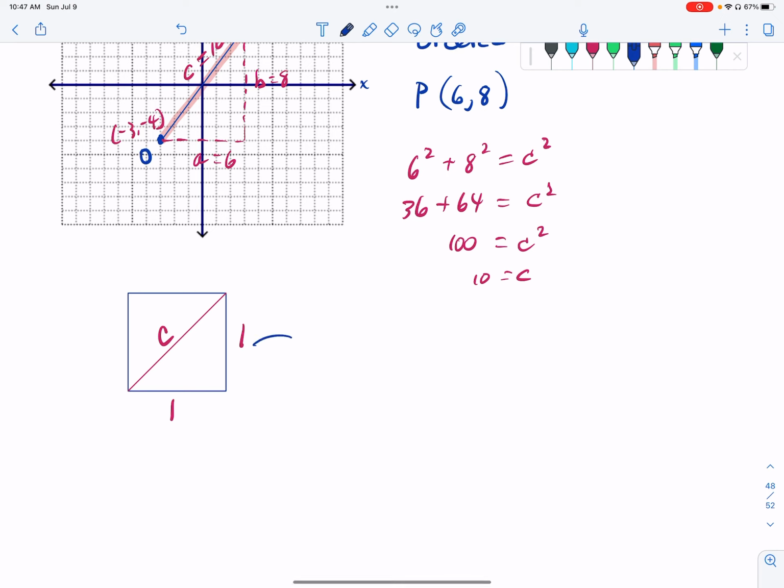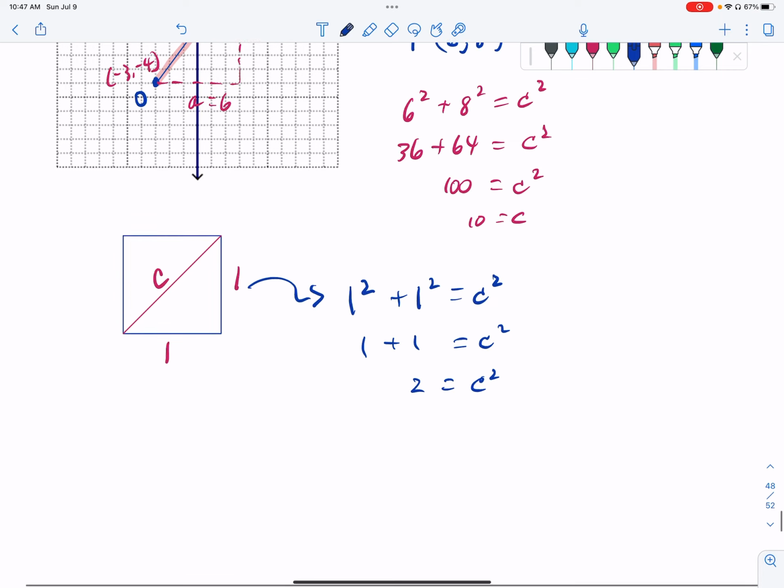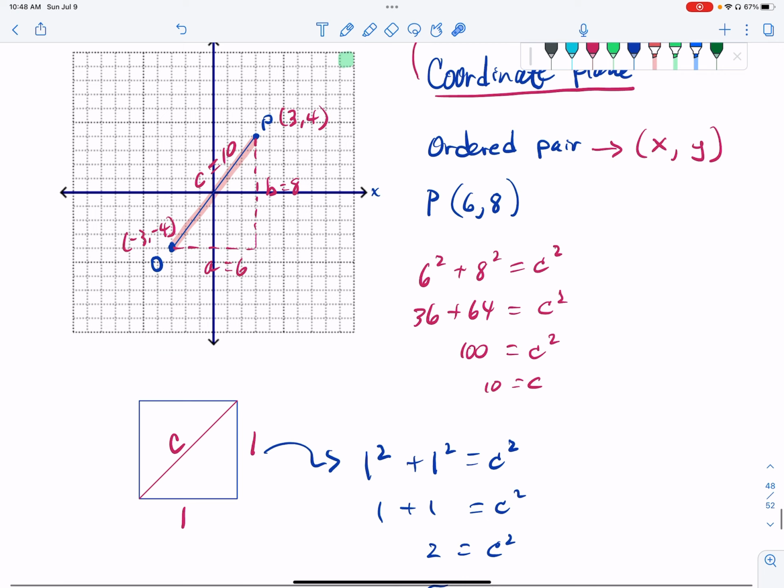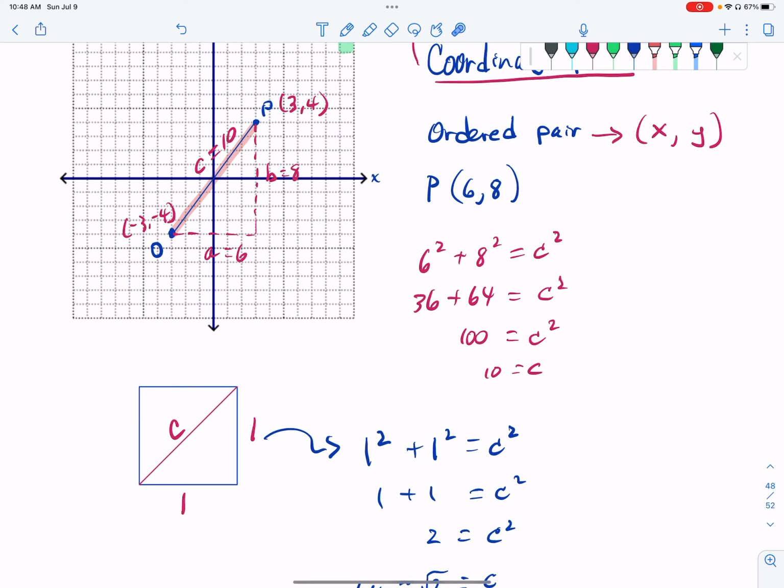So if you were to go 1 squared plus 1 squared is equal to C squared, you get 1 plus 1, you get 2 is equal to C squared. And this is not a whole number. This is an irrational number. You take the square root and you get C is equal to the square root of 2, which is about 1.4. Definitely bigger than 1. Okay, all of that to show you that when you're in the coordinate plane and you're counting distances, counting boxes only works left, right, up, down. It does not work diagonal. To do diagonal, you're going to use the Pythagorean theorem.